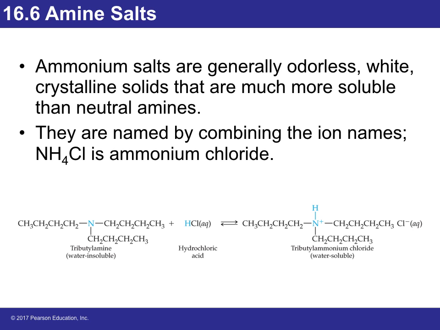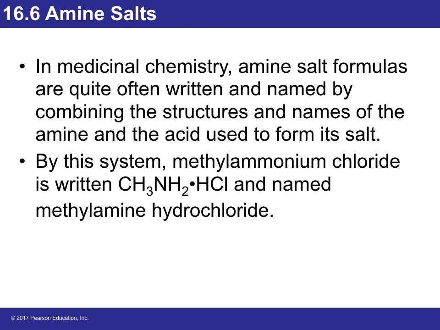They are most of the time odorless, white crystalline solids, much more soluble than neutral amines. And how do we name them? We combine the ion names. An example right here, NH4Cl: Cl is chloride, NH4 is ammonium. So you have some examples at the bottom. I'm not going to ask you to name most of the ammonium salts, but understand how they can be formed. Why? Because they are important in medicinal chemistry.